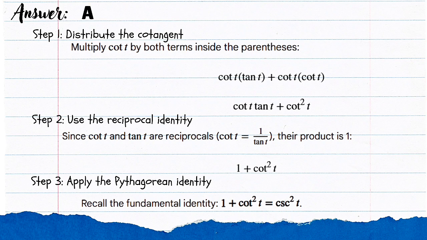Step 2 is to use the reciprocal identity. Since cotangent t and tangent t are reciprocals, cotangent t is equal to 1 over tangent t. Their product is 1. So, 1 plus cotangent squared t. Step 3 is to apply the Pythagorean identity. Recall the fundamental identity, which is 1 plus cotangent squared t is equivalent to cosecant squared t.